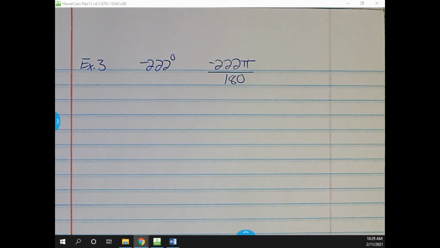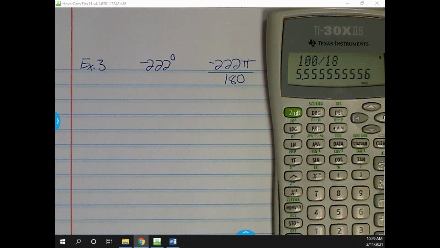Okay, so that's negative 222 pi over 180. And you can do this in a couple of different ways. If you look at some of these and you're like, well, I'm not sure of the numbers, you can either just divide out what you know, or you can also just use your calculator to check on these a little bit.